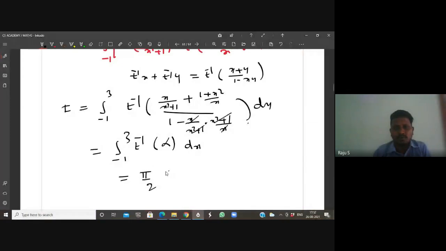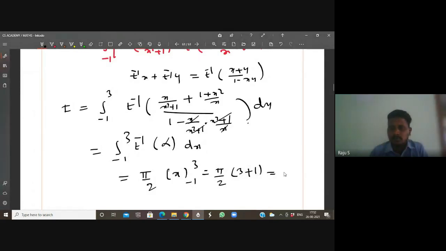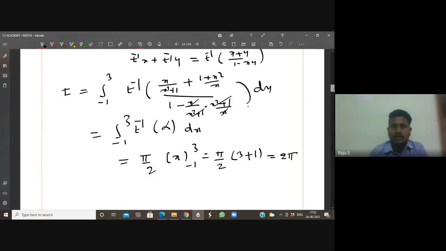Here 1 will be there. Integral of 1 is x from minus 1 to 3. That is nothing but pi by 2 times 3 minus of minus 1, it is plus 1. So that is nothing but 2 pi. The answer will be 2 pi.